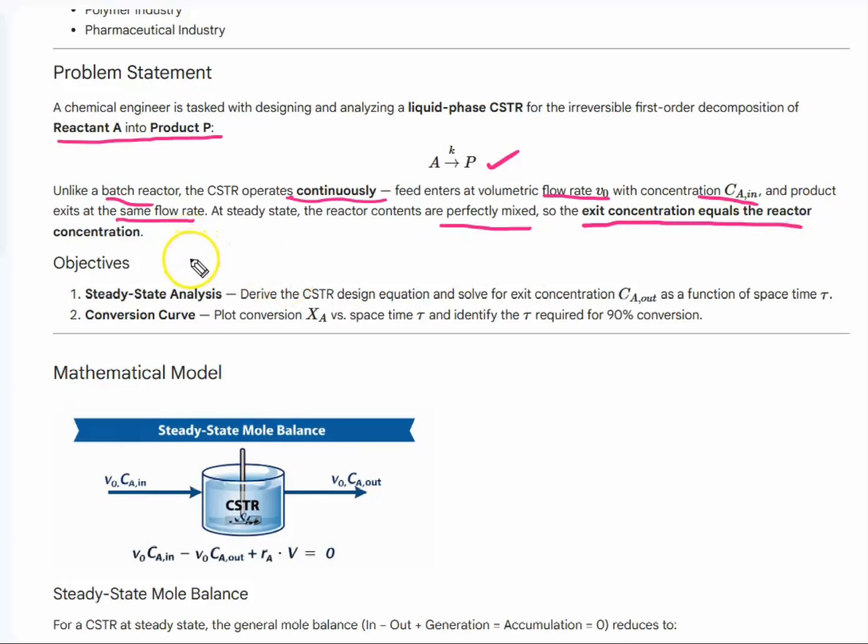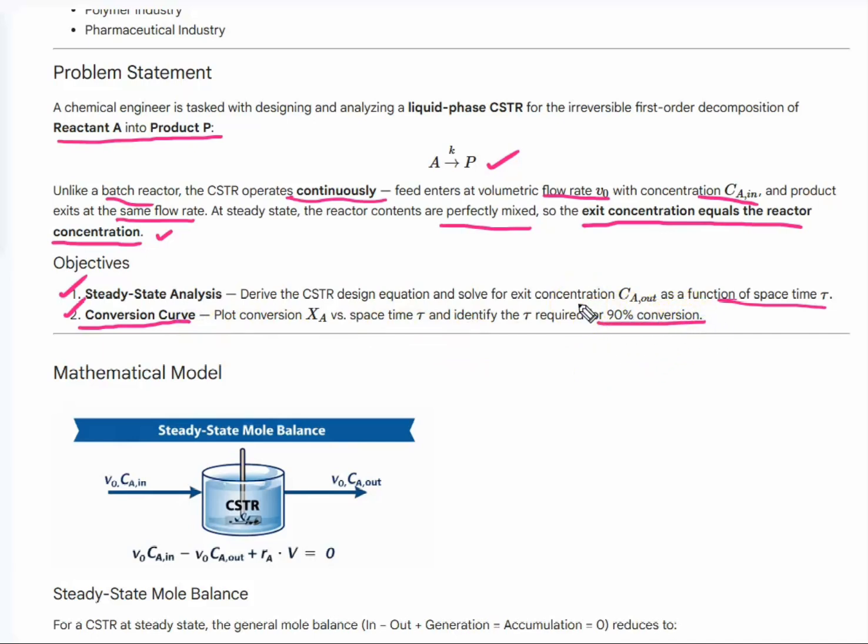That means the concentration inside the reactor is completely uniform, and critically, the exit concentration equals the concentration everywhere inside the vessel. There is no spatial gradient, no plug of fluid moving through. So here are our two objectives for this video. One, solve for the exit concentration as a function of space time tau. And two, find the tau required to hit 90% conversion.